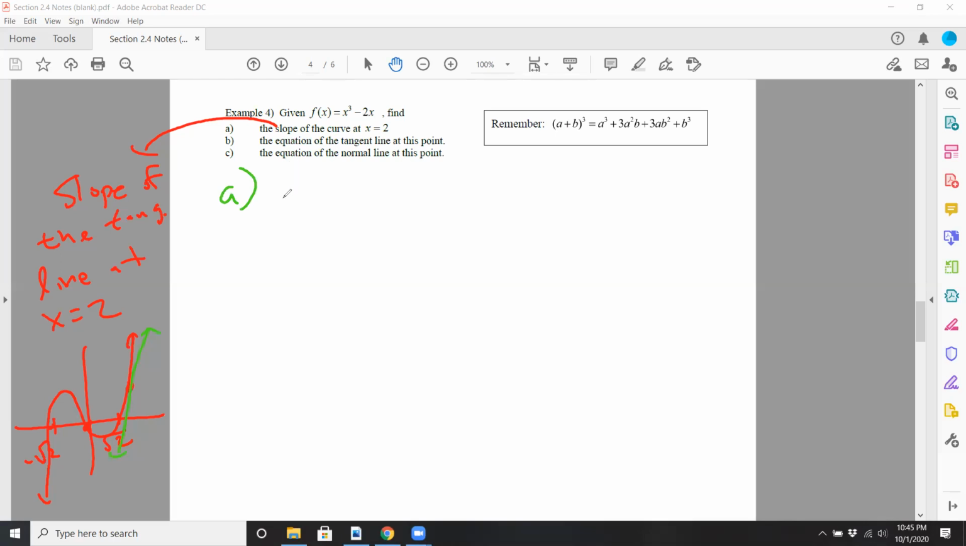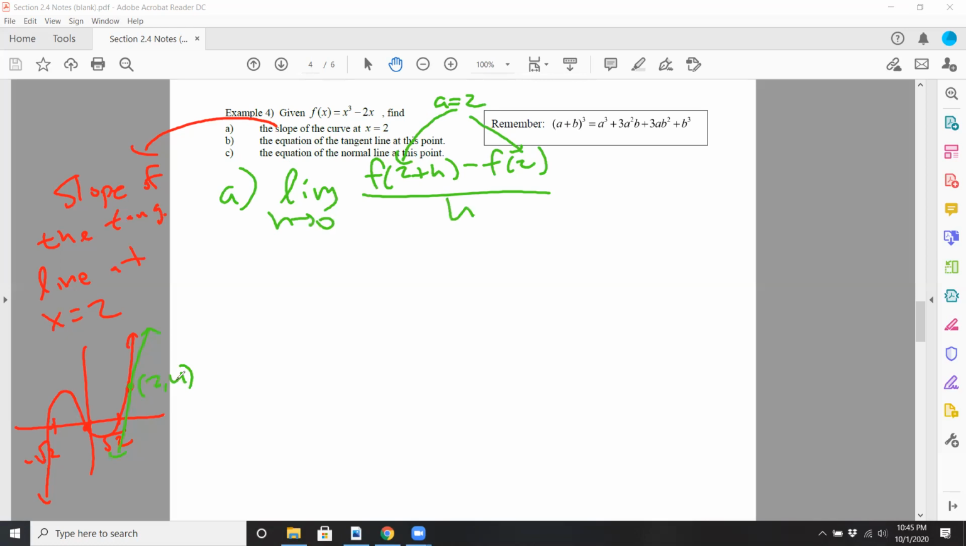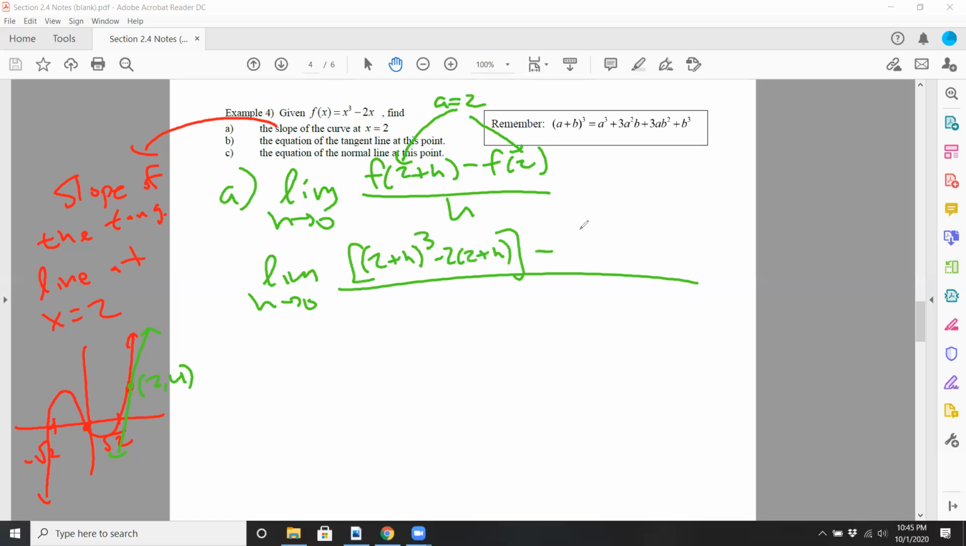So you take the limit as h approaches 0 of f of 2 plus h minus f of 2 over h. Remember, a equals 2. That's the x coordinate of the point of tangency. So my point of tangency here will be at 2 comma 4. Of course, if you plug in 2 into the function, you get 4 coming out. So let's work this out. The limit as h approaches 0. So you can plug in 2 plus h into our function. And of course, plug in 2.